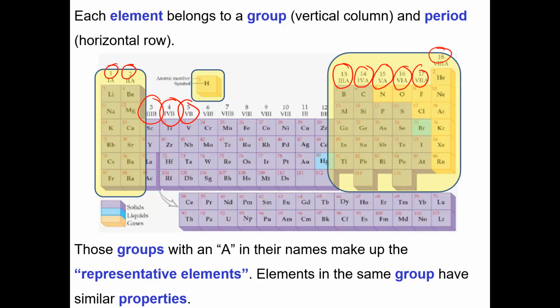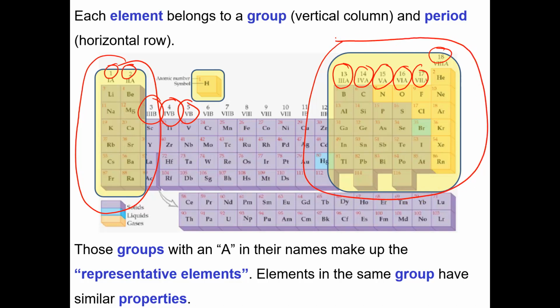But what's important for you now to recognize is that the groups with an A in their names, that is the ones that stick up above the main section of the periodic table in the middle, the ones that are highlighted in yellow there, are called the representative elements, or sometimes the main group elements. Those are the ones that we're going to be mostly focusing on in general chemistry.